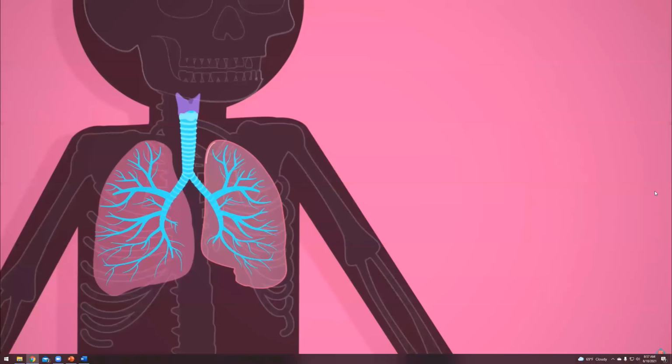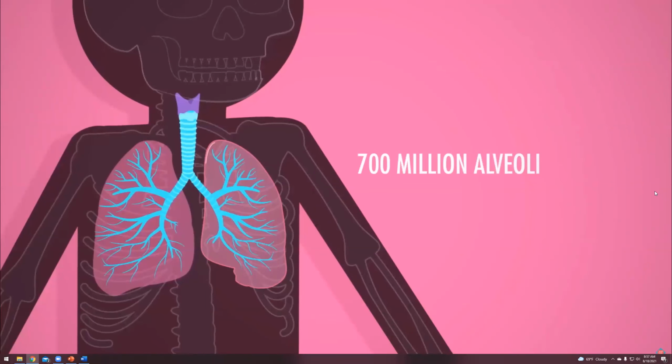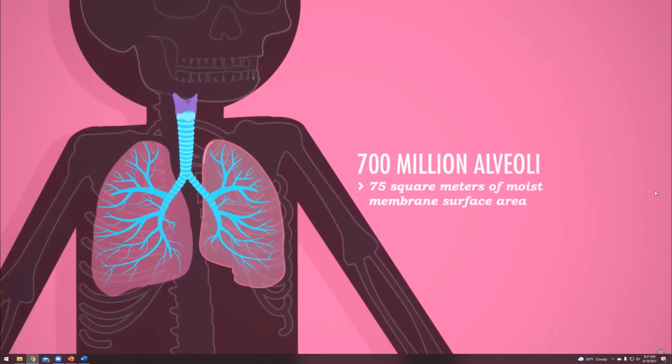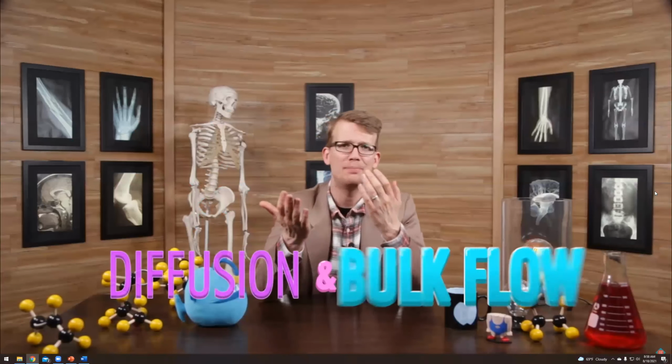So it's your alveoli where diffusion meets bulk flow, because while you're picking up oxygen and dispensing with CO2 one molecule at a time, you're doing it in enormous quantities at any given second. Both of your lungs contain about 700 million alveoli, which together provide an amazing 75 square meters of moist membrane surface area. So the principles that make respiration possible are relatively simple: diffusion and bulk flow.